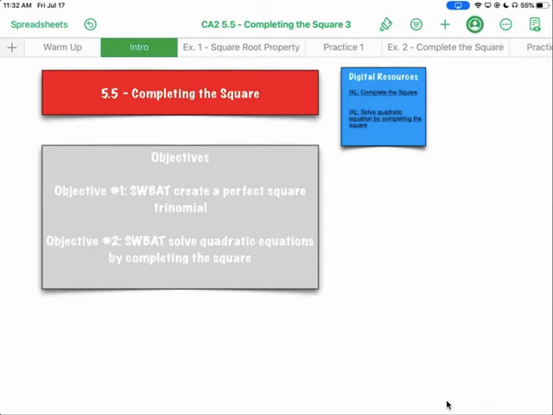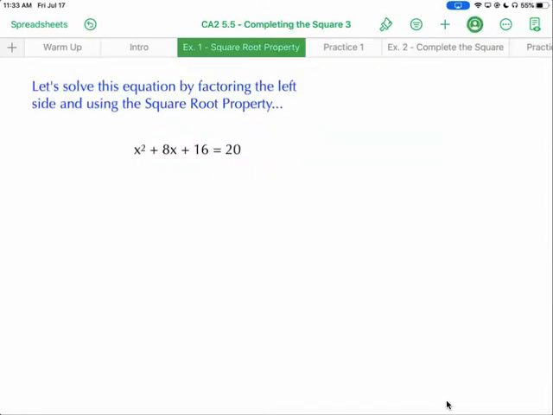All right, here we're moving into section 5.5, and this is over completing the square, which is going to be our third method for solving a quadratic equation. Now, before I get to the method of completing the square, I first want to look at an example that's going to lead us into this method.